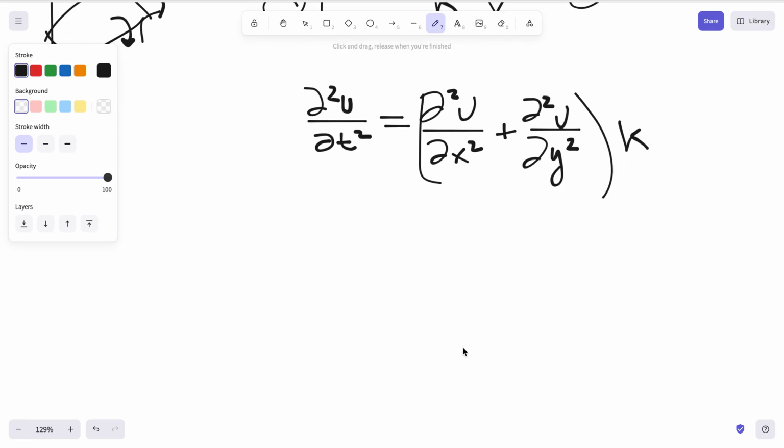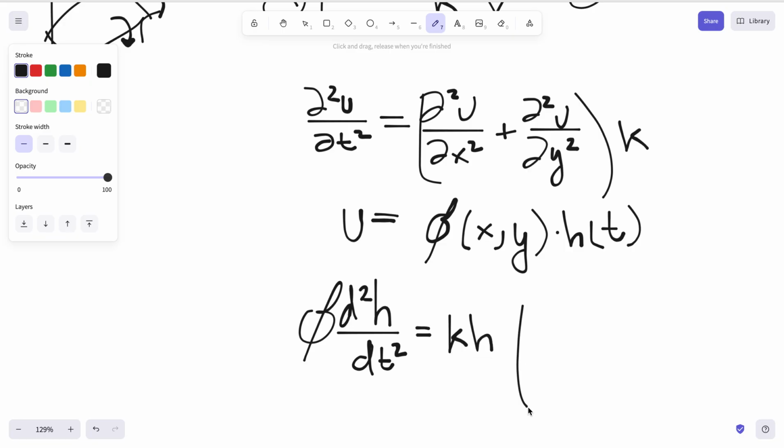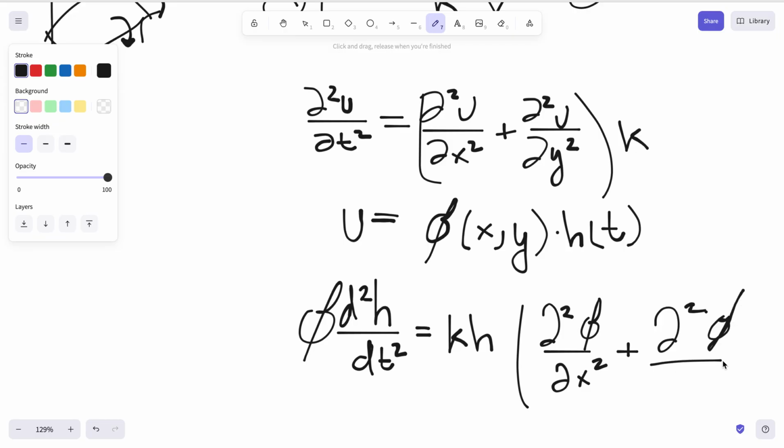Now, how to approach this kind of problem? Well, it's actually quite similar. We use separation of variables and Fourier series, but we do them in a loop. What I mean by that is we'll separate it into two functions multiplied together. We'll say phi of x comma y, which is still a multivariable function, times h of t. Then we can rewrite this partial differential equation as phi times the second derivative of h with respect to time equals k times h times the second partial derivative of phi with respect to x plus the second partial derivative of phi with respect to y.